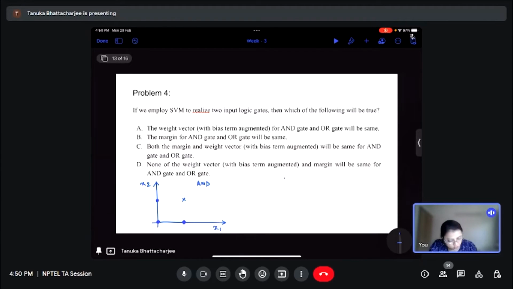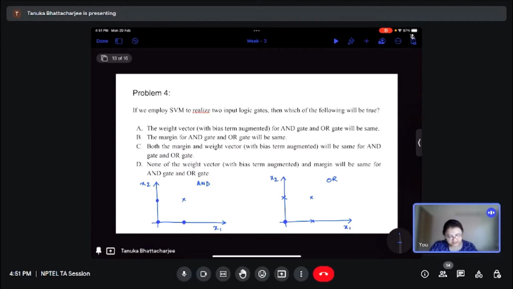Now in case of the OR gate, 0 0 is in your 0 class, and 1 0, 0 1, 1 1 all give the OR output as 1. So these 3 are in your other class, which is class 1. This is in case of OR. So now, in the two cases, these are the two sets of data points.